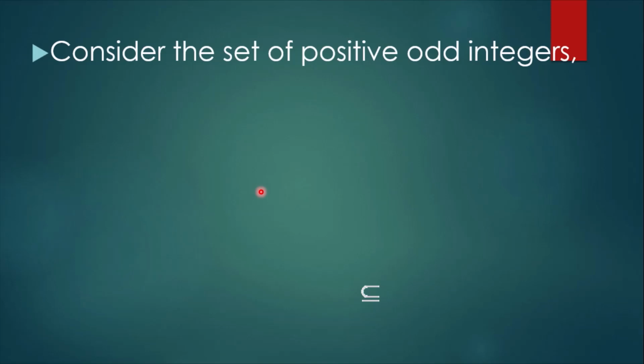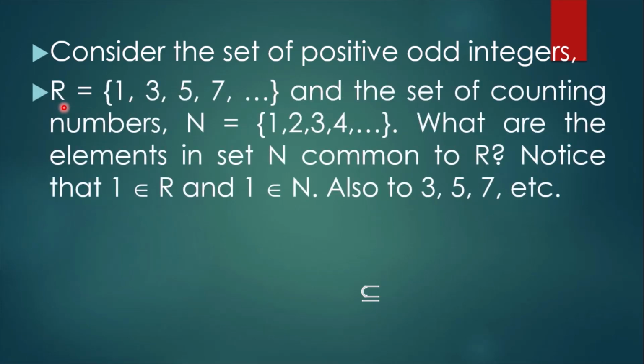Next, consider the set of positive odd integers. Okay, positive odd integers. R, or the set R equals 1, 3, 5, 7. And the set of counting numbers N is 1, 2, 3, 4, 5, 6, 7, and so on. What are the elements in set N common to R? Pag sinabi natin common, parehas. Ano yung mga elements na nakay N na parehas kay R? Notice that 1 is an element of R, which is also an element of N. Also 3, 5, 7, etc. There are many more numbers common to both sets.